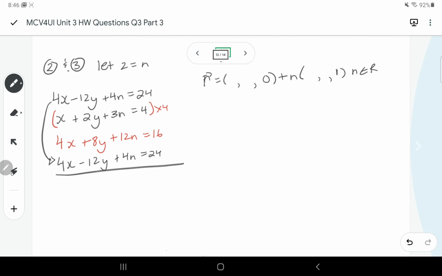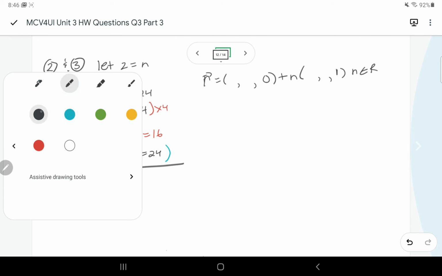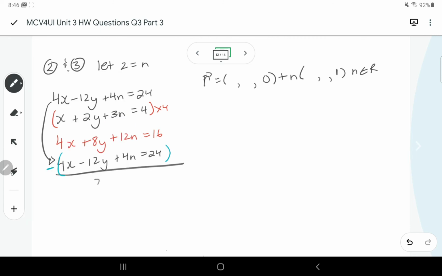So then adding down, or subtracting, pardon me, because I've got the same signs. Careful with your double negatives. When I subtract here, I have 8 minus negative 12, so that's 20y plus 8n equals negative 8. And then solving this for y, I get y equals negative 8 minus 8n, and dividing 20 by both of those, so y equals negative 2 over 5 minus 2 over 5n.